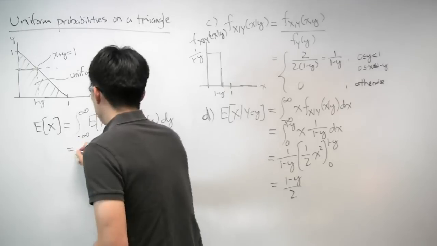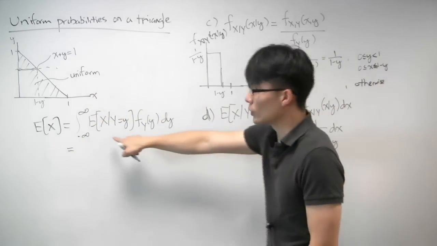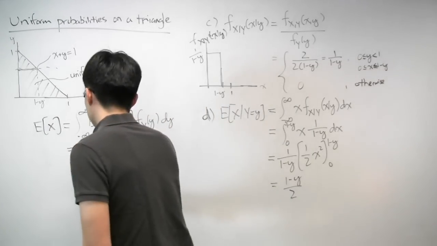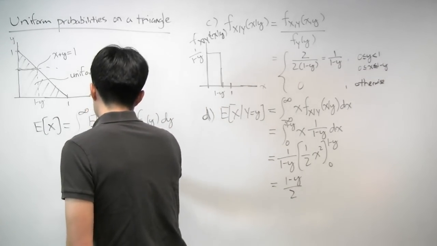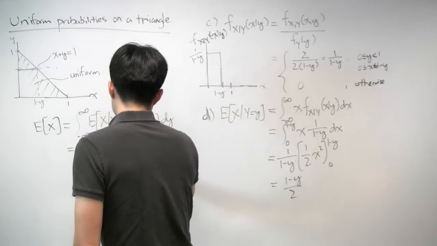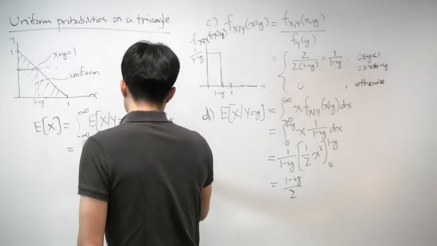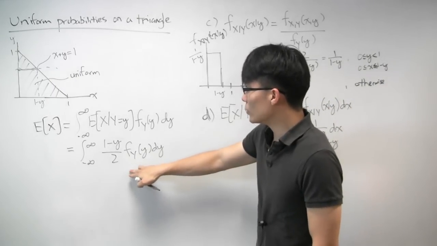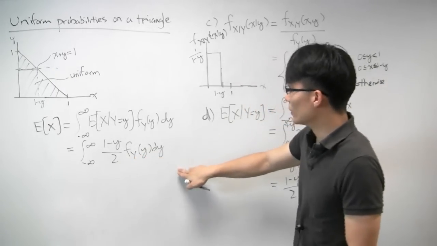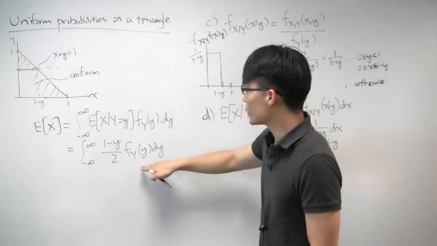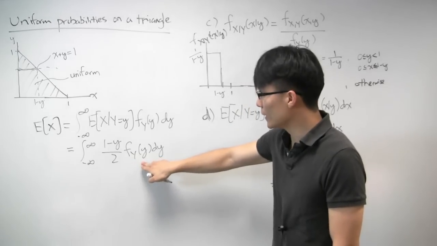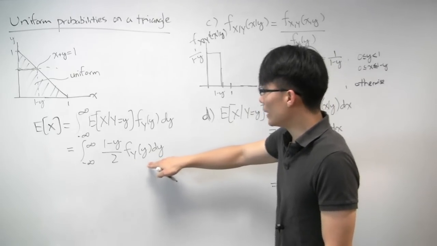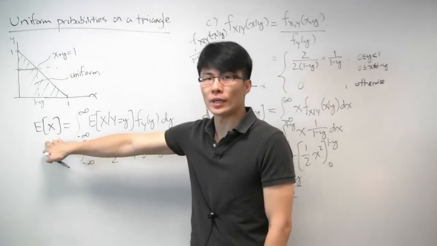Okay. Now, we've already calculated what this conditional expectation is. It's 1 minus y over 2, so let's plug that in. 1 minus y over 2 times the marginal of y. All right. Now, there's a couple of ways of attacking this problem. One way is we can actually just plug in the marginal of y. We've already calculated that out in part B. And then we can do this integral and calculate out the expectation.